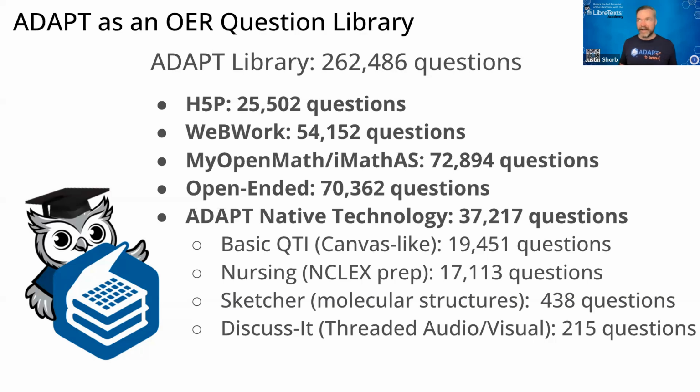We have over 25,500 H5P questions in our H5P Studio library. I shouldn't necessarily use the word questions. Some of those are just interactives. We have 54,000 WeBWorK questions, which are more for the math, and they have lots of different technology in there. 70,000 IMathAS questions, again, mostly math, physics, chemistry, ones that use numerical values. We have 70,000 open-ended questions. Those are ones where students would write things and you'd grade them by hand later.